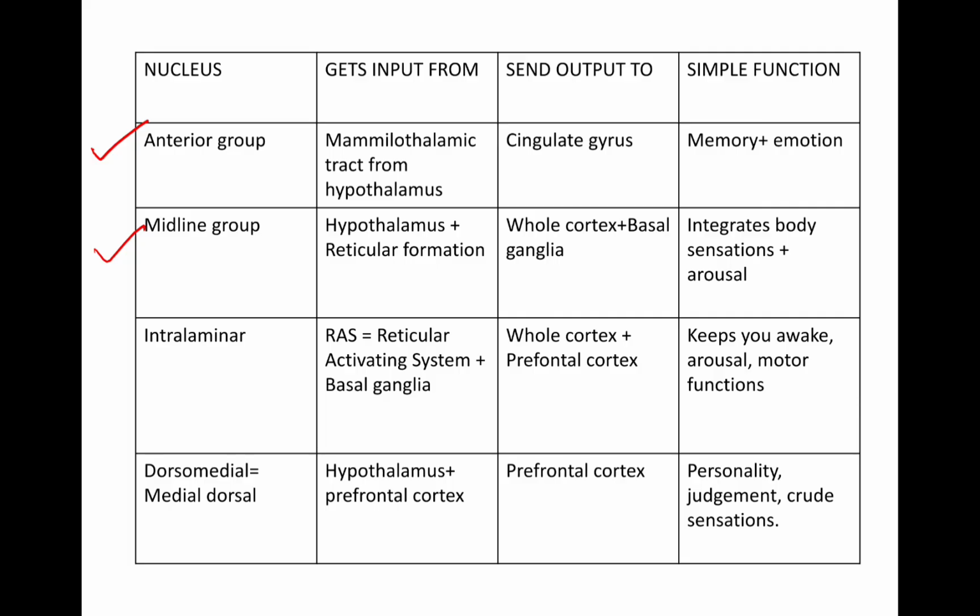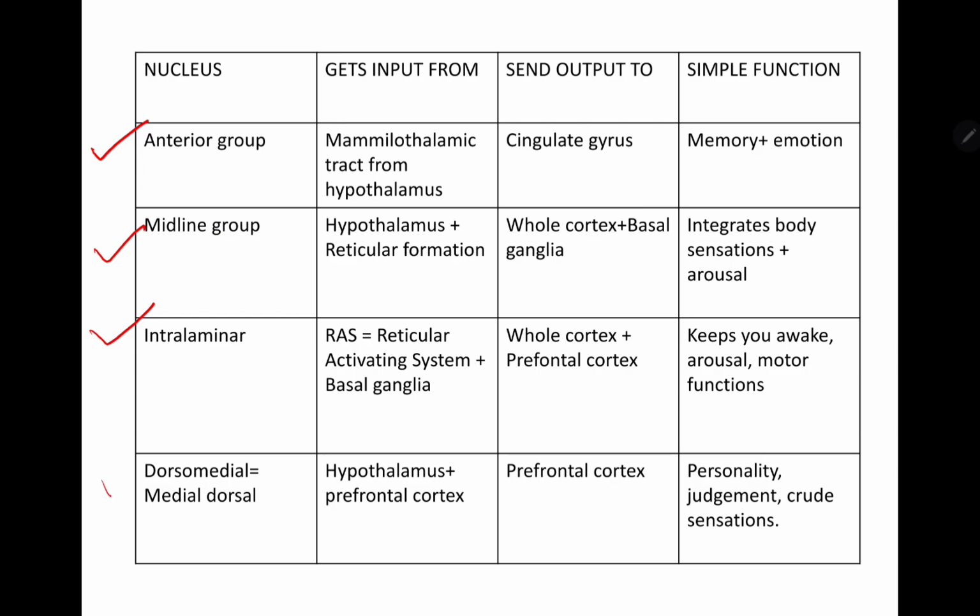Next is intralaminar. It gets input from reticular activating system and basal ganglia. Now it sends output to where? To the whole cortex again and prefrontal cortex. Now the simple function which is taking place here is that it keeps you awake, arousal and all the motor functions.